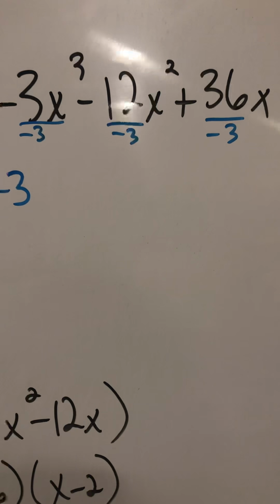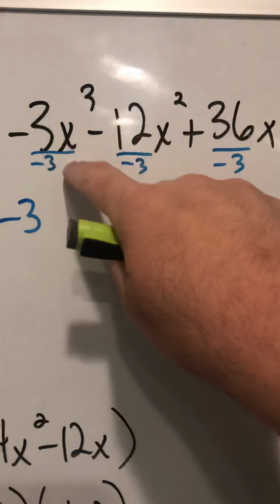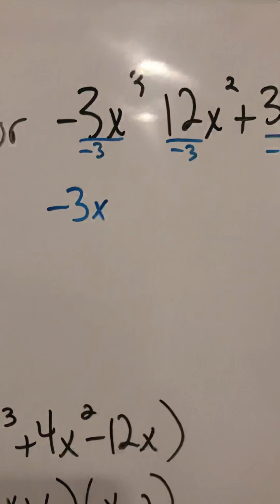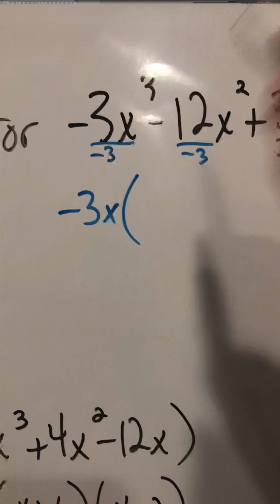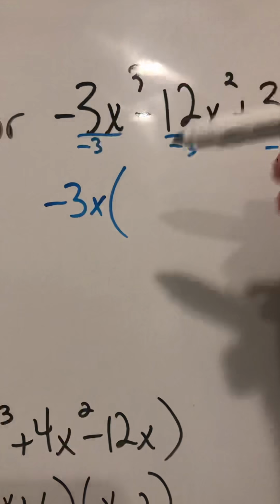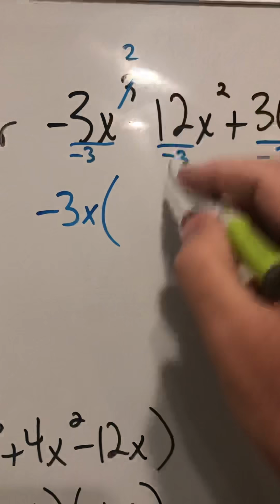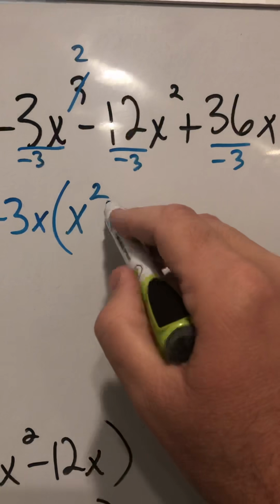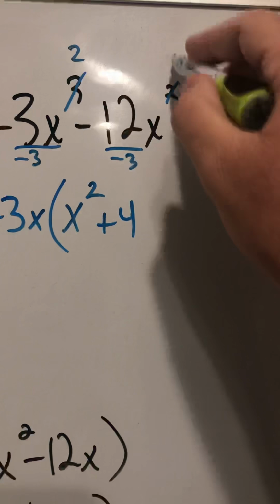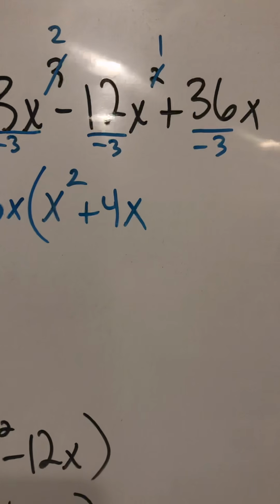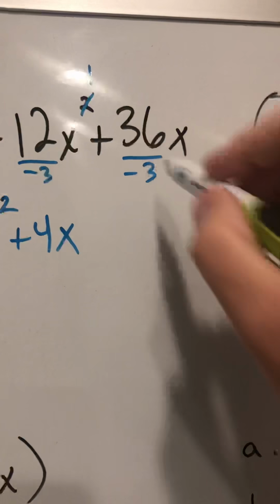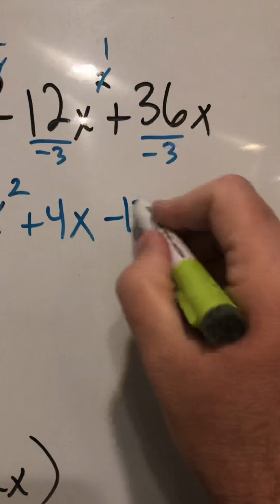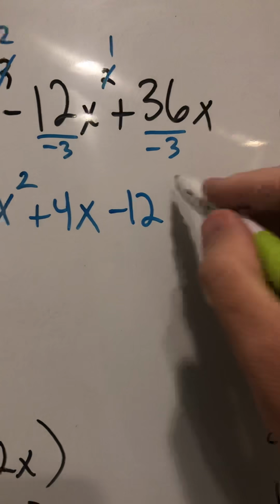I also notice that each one of these has an x in it, so I'm going to factor out the smallest x. I'm going to pull out an x. So what do I have left? Well, -3 over -3 is a +1, and this 3 becomes a 2, so that's x squared. Here, -12 divided by -3 is a +4. The 2 becomes a 1 because I factored out an x. Here, 36 divided by -3 is -12, and since I factored out an x, there's no other x left.